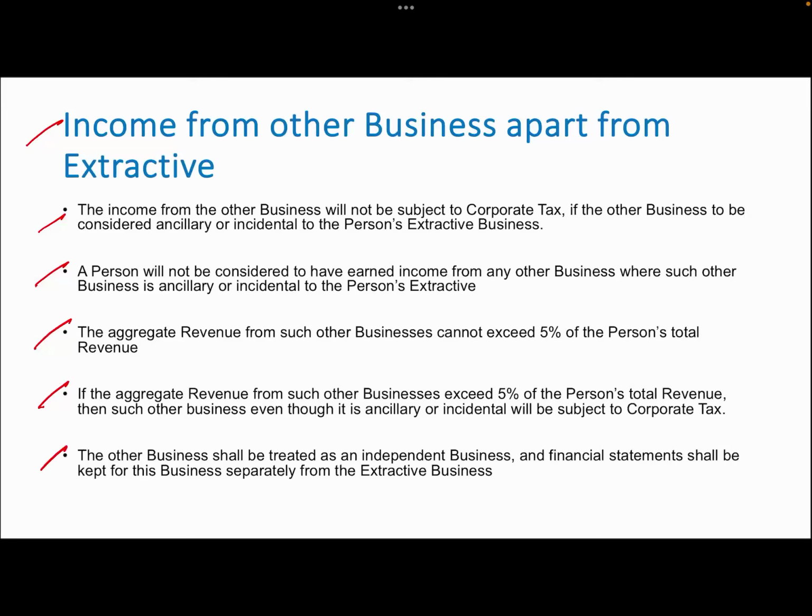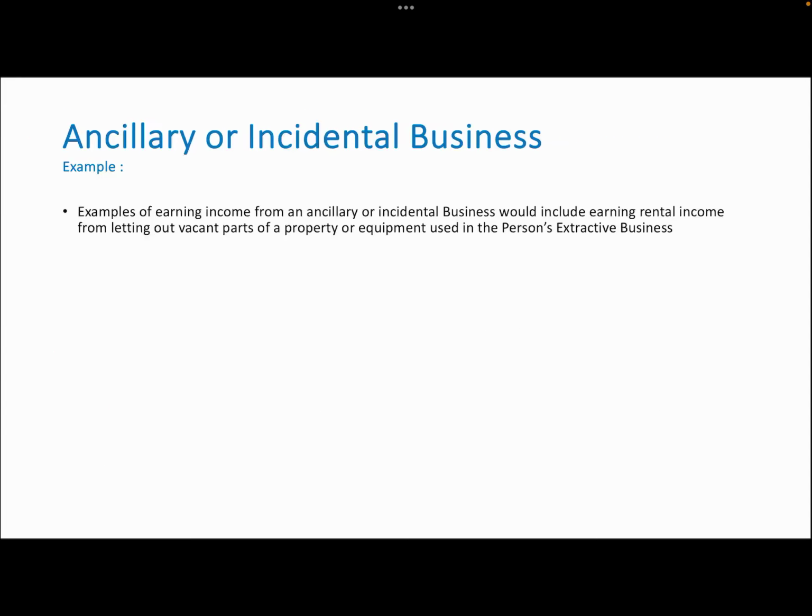The other businesses shall be treated as independent businesses, and the financial statements shall be kept for this business separately from the extractive business. Now, what is ancillary or incidental business? Examples of earning income from an ancillary or incidental business would include earning rental income from letting out vacant parts of a property or equipment used in the person's extractive business.